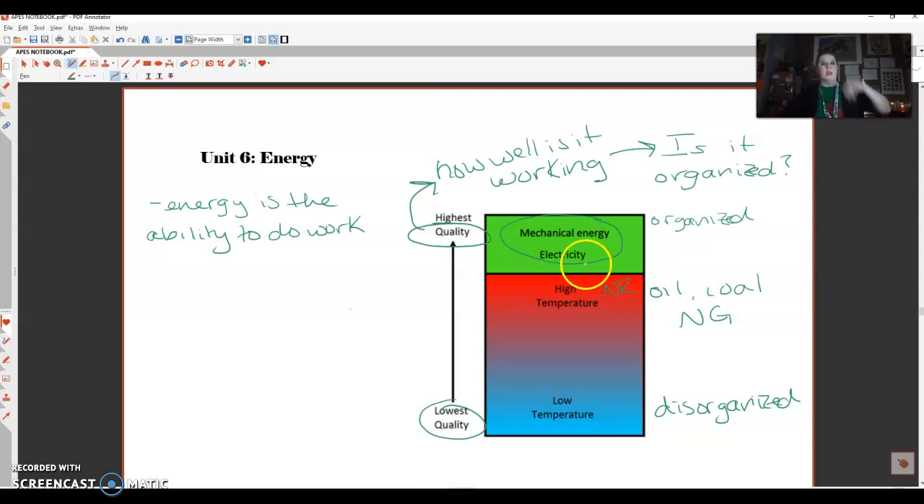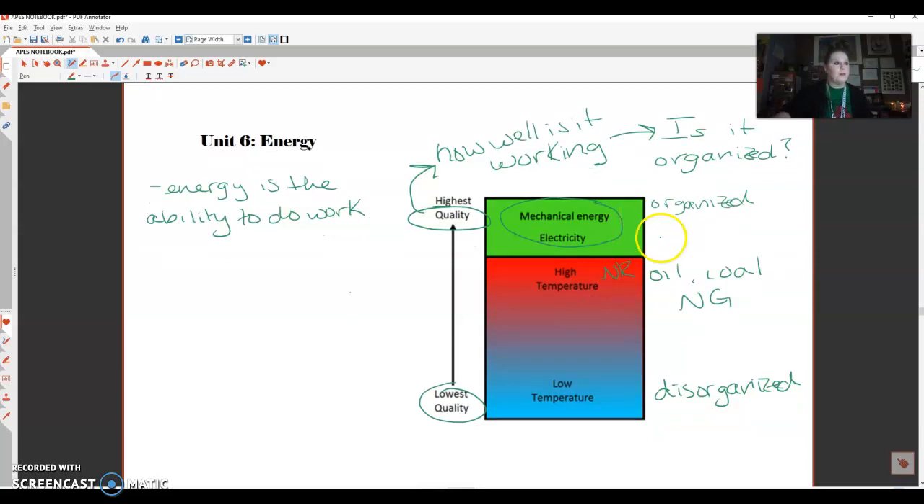This is where things start to come together. Electricity and mechanical energy can come from the burning of those non-renewable resources, but they can also come from renewable resources like sun, wind, and water. If we're just solely using the oil, the coal, the natural gas for energy and not converting it into electricity, then it's still going to be a lower quality energy.